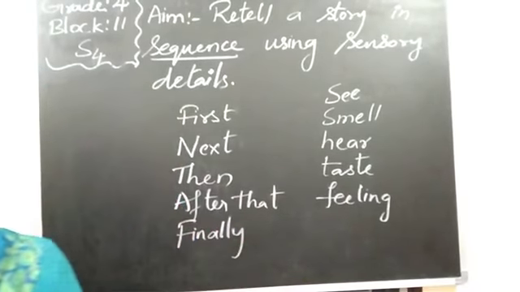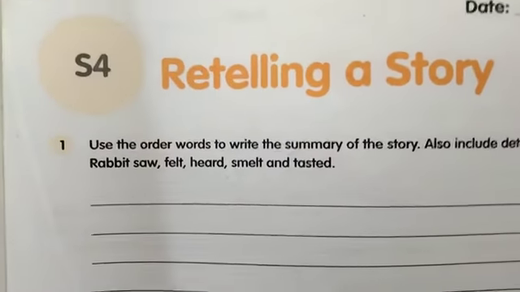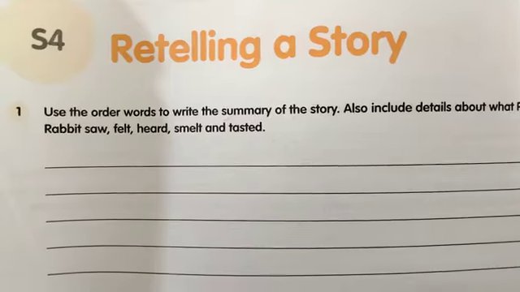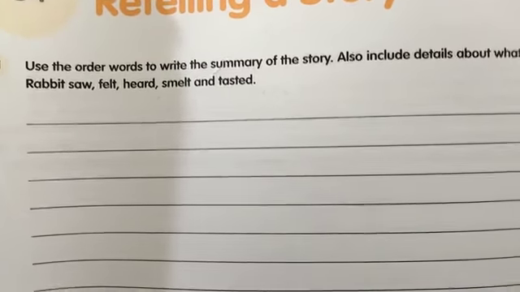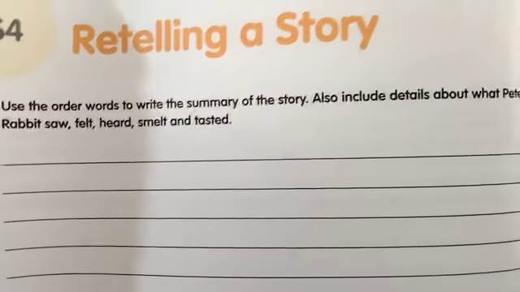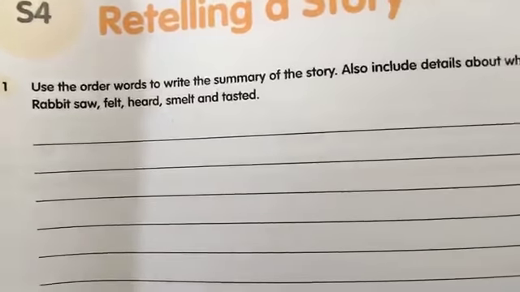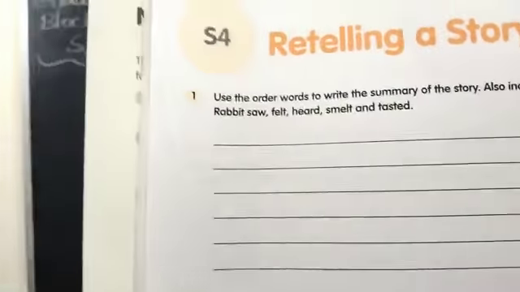Now in this, let us see what is there. So retelling a story. Use the order words to write the summary of the story. Also include details about what Peter Rabbit saw, felt, heard, smelt and tasted. So try to use both. That means in a sentence you want to use an order word and also the sensory details.